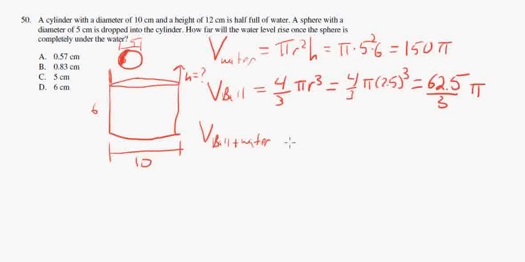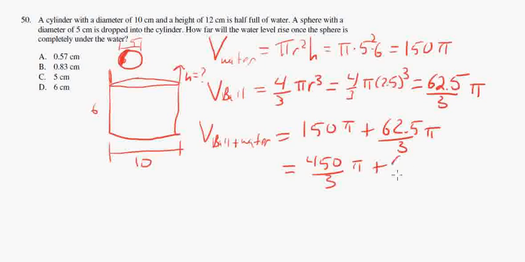Right. This means the volume of the ball in the water will be 150 pi plus 62.5 over 3 pi. And if I simplify that, I will get the following: 450 over 3 pi plus 62.5 over 3 pi. And I'll get 512.5 over 3 pi. That's the total volume of the ball in the water.